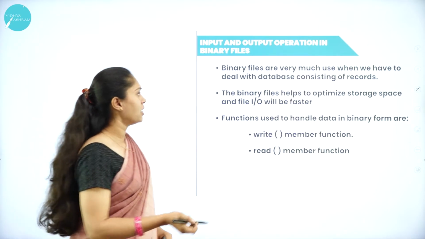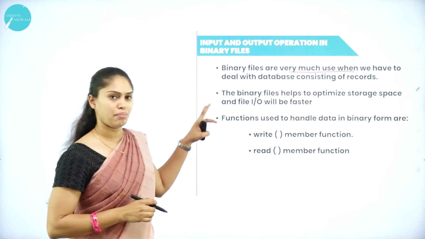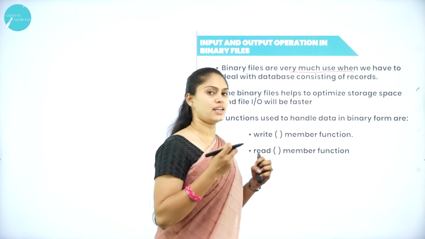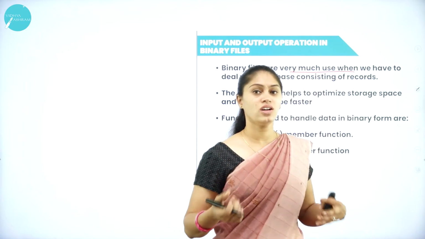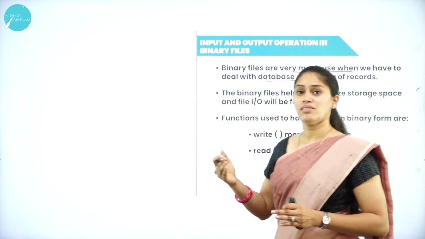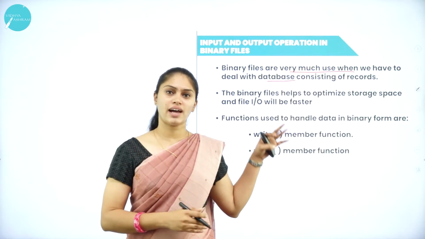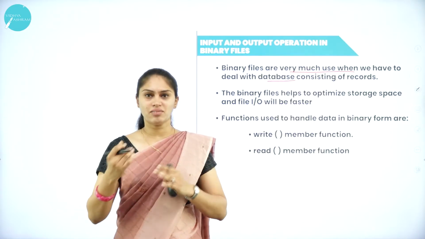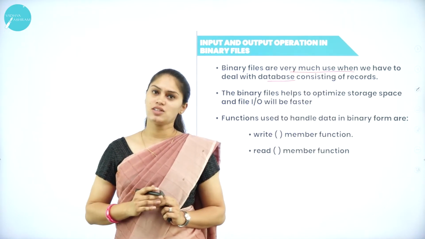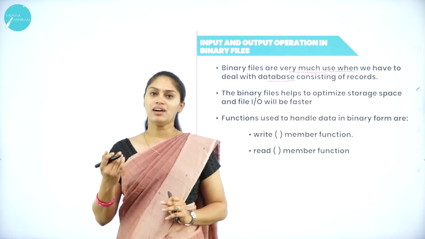So if you see here, binary files are very much usable when we have to deal with a database consisting of records. When we have more than one file that forms records, together the records can create one database. The data will be large and the information will be large. So if it has more number of files, then the conversion and searching for the delimiter, everything will be hectic. So in order to reduce the complexity, I have a binary file.